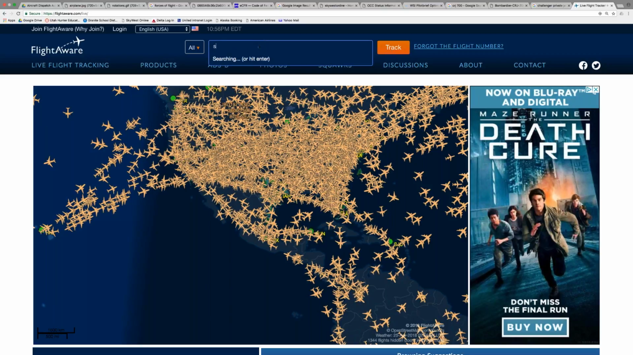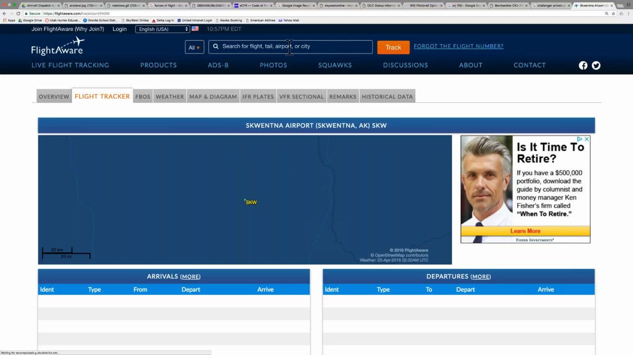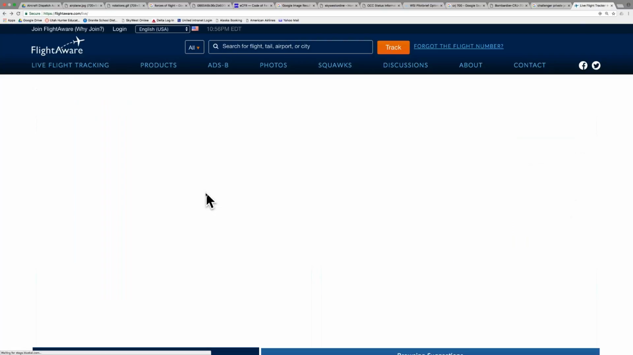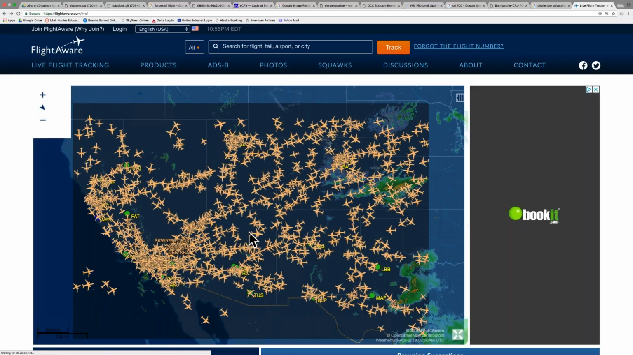You can install this app, FlightAware, on your phone, and it will show you what planes are directly over your head at any given minute. I don't think I want to know right now.